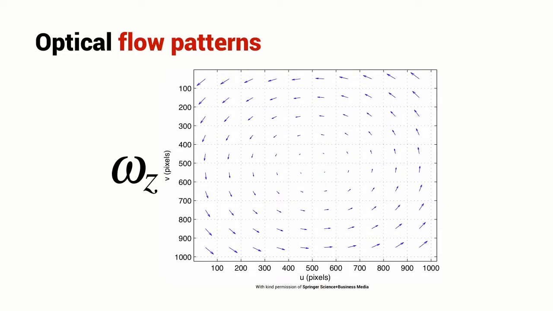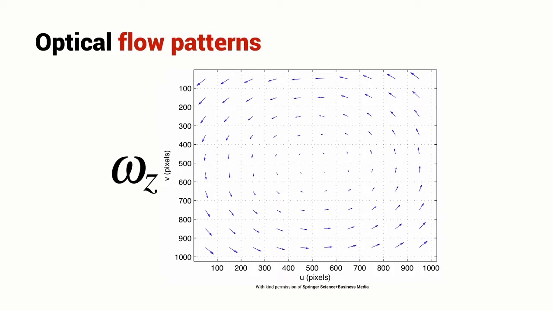Consider now that we rotate the camera in a positive direction around the z-axis. If I'm holding the camera, that would correspond to me rotating the camera in a clockwise direction. The pattern of pixel velocities is now quite different. We see that each pixel's velocity is tangential to a circle centered on the middle of the image.